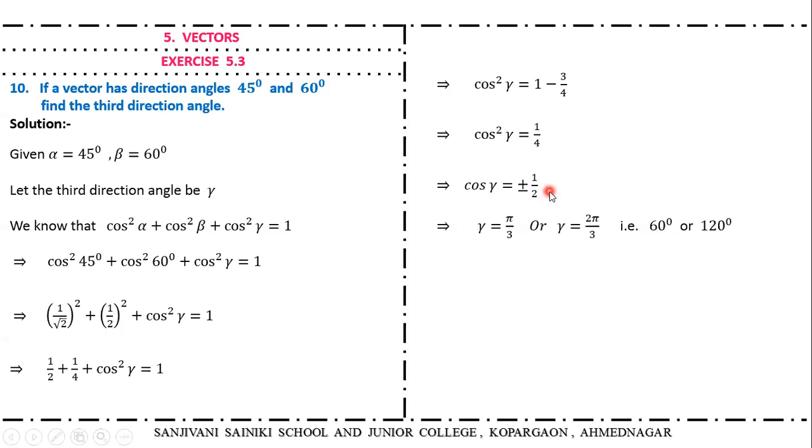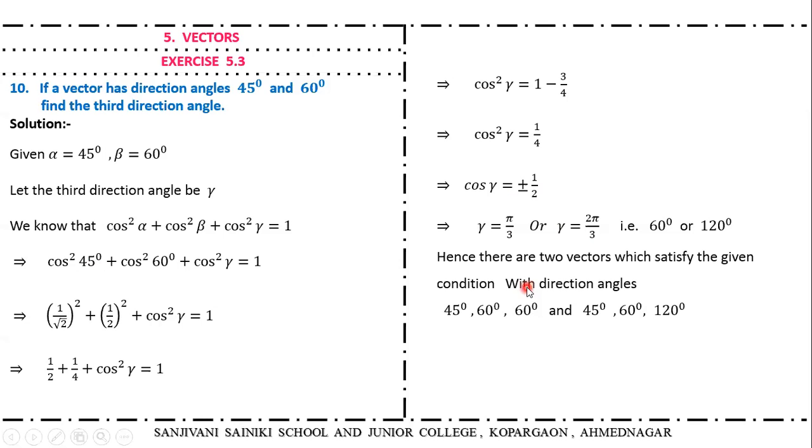From this equation, we can conclude that gamma is equal to pi upon 3 or gamma is equal to 2 pi upon 3, as cos gamma is plus 1 by 2 or cos gamma is minus 1 by 2. So in that case, we get the value 60 degrees or 120 degrees. Hence, there are two vectors which satisfy the given condition, with direction angles 45 degrees, 60 degrees, 60 degrees and 45 degrees, 60 degrees, 120 degrees.